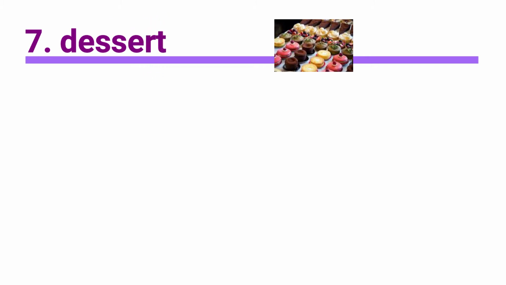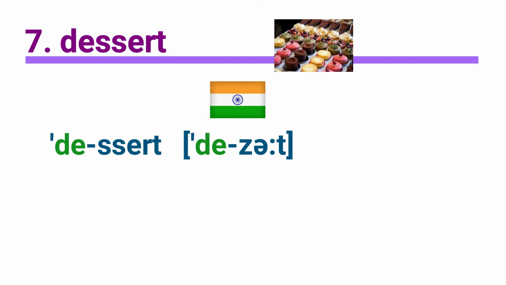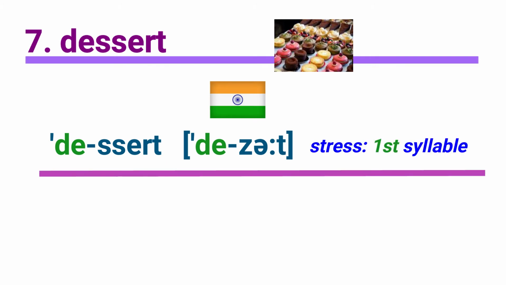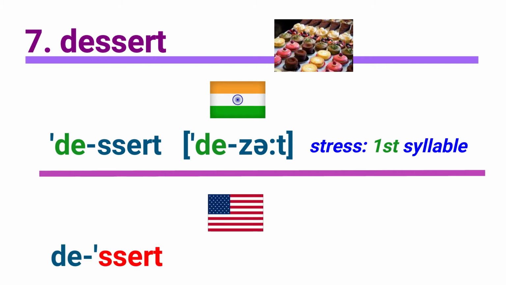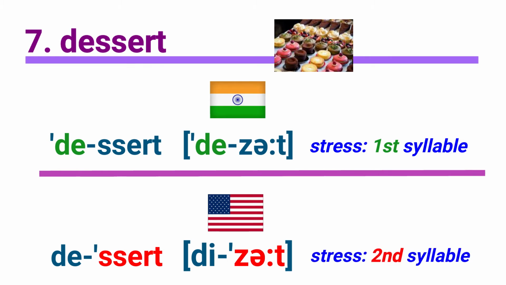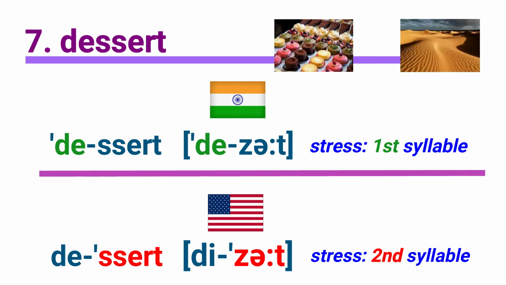Our next word is DESSERT. My friends from India tend to pronounce it as desert, with the stress on the first syllable. And my American friends pronounce it as dessert, with stress on the second syllable. And please note that desert is a place, not food.